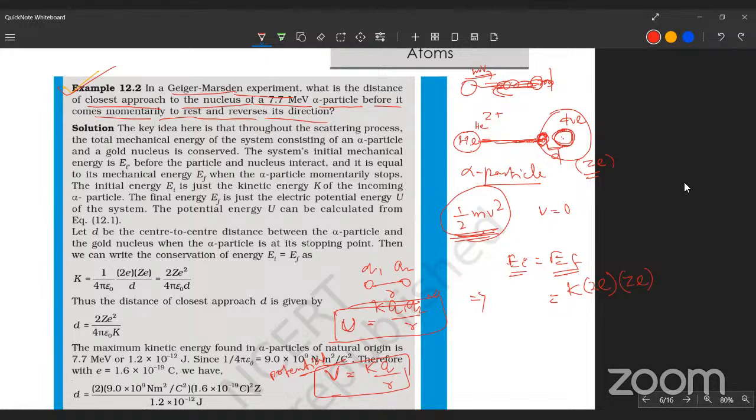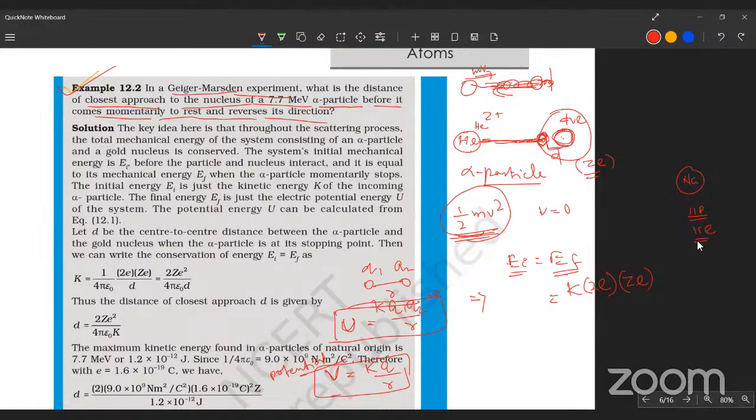Suppose sodium. What is the charge of the sodium nucleus? Sodium nucleus is having 11 protons, right? So what will be the charge? 11e. Proton charge is also equal to the charge of electron. Electron charge we just take negative, proton charge we just take positive, right?